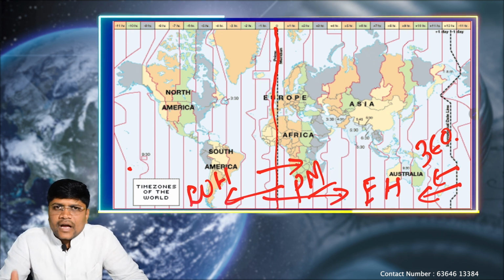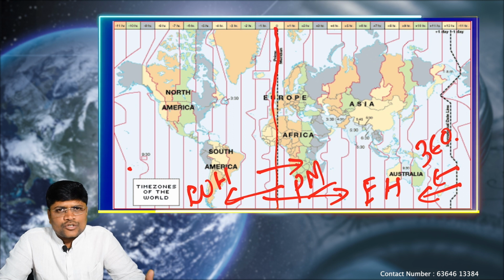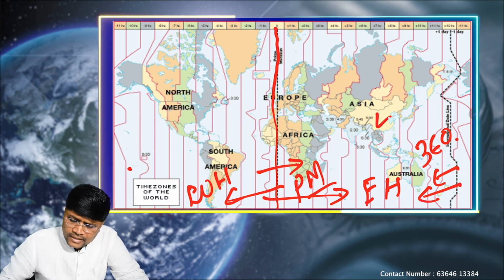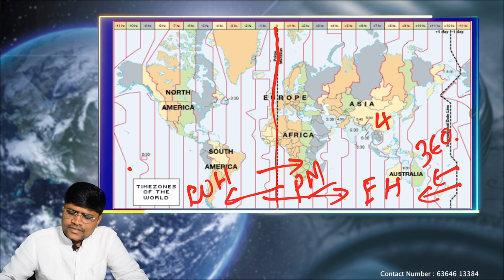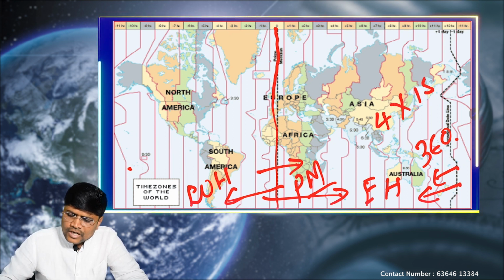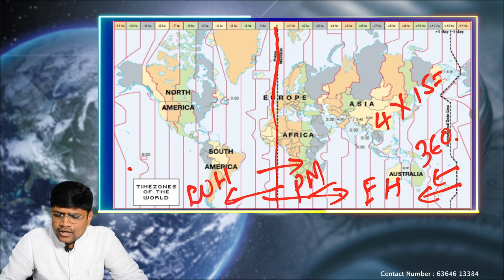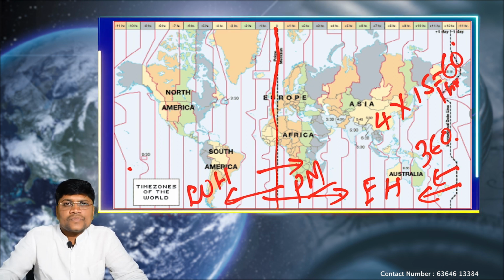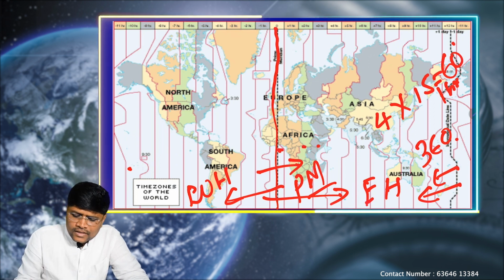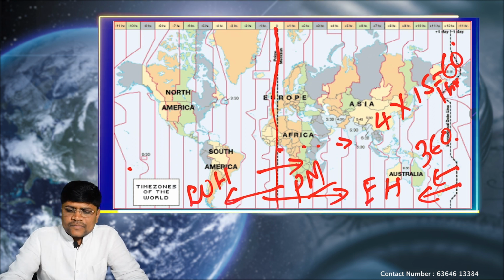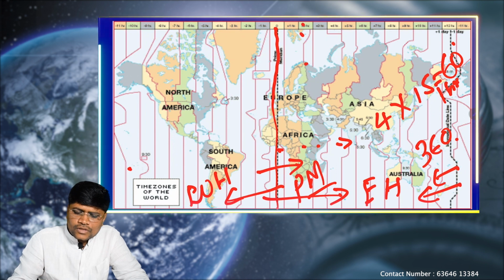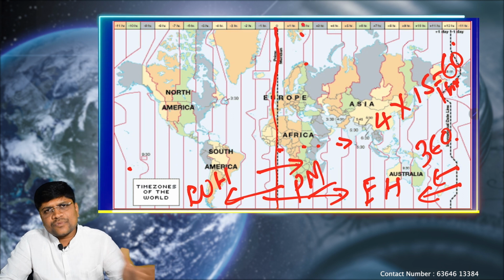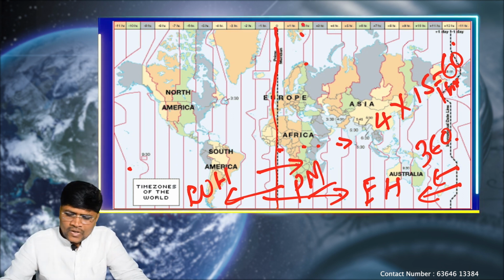That's why the time will be ahead in the eastern hemisphere and a bit slower in the western hemisphere. Again, the sun will take exactly 4 minutes to cross each longitude. That means to cross every 15 longitudes, it will take exactly 60 minutes, or 1 hour. So in the eastern hemisphere, time will be ahead. That means for every 15 longitudes, 1 hour of time increases in the eastern hemisphere. Similarly, in the western hemisphere, the time keeps on decreasing.